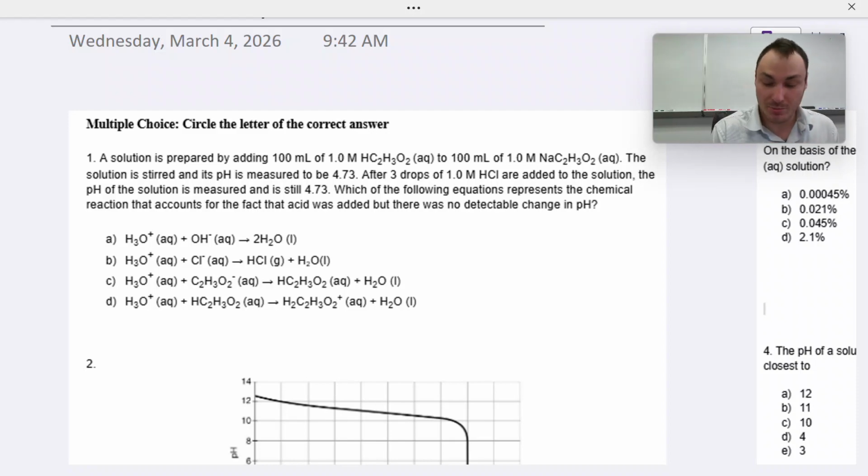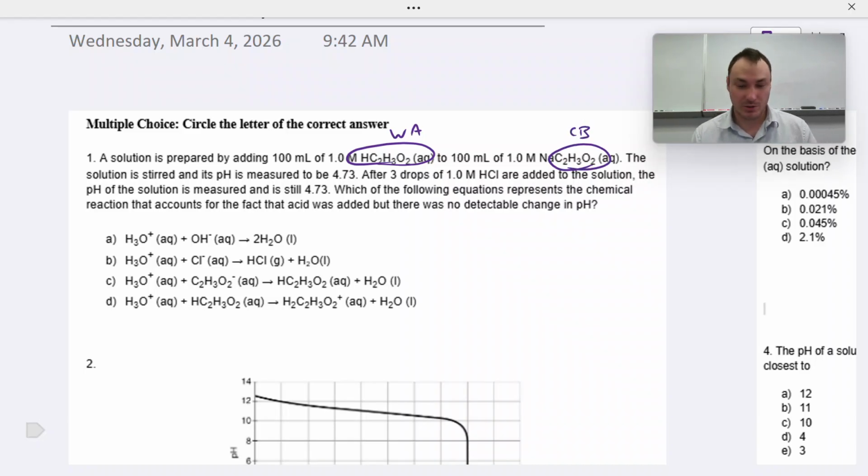All right, so we're creating a buffer. We have acetic acid, a weak acid, and we have acetate, its conjugate base, which means we have a buffer solution. We are creating a buffer solution for ourselves, and the buffer solution is doing what buffer solutions do, and that's resist changes in pH when we add acid or base to it.